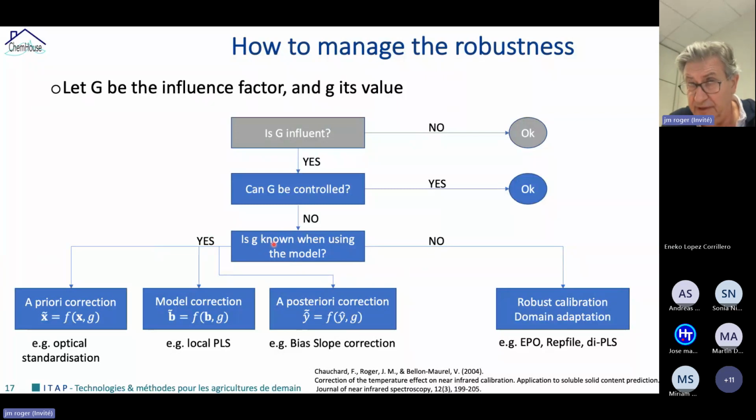If we do not have the G value, it's more problematic because we have to calibrate a model which is robust over the 2 domains, okay? So here we have robust calibration or domain adaptation, and here we will see that it could be the auto-organization, web file, DIPLS, etc. We will see that at the end, okay?